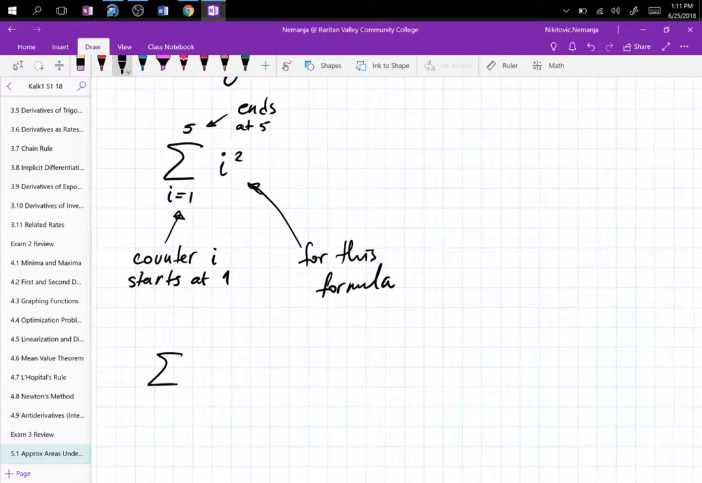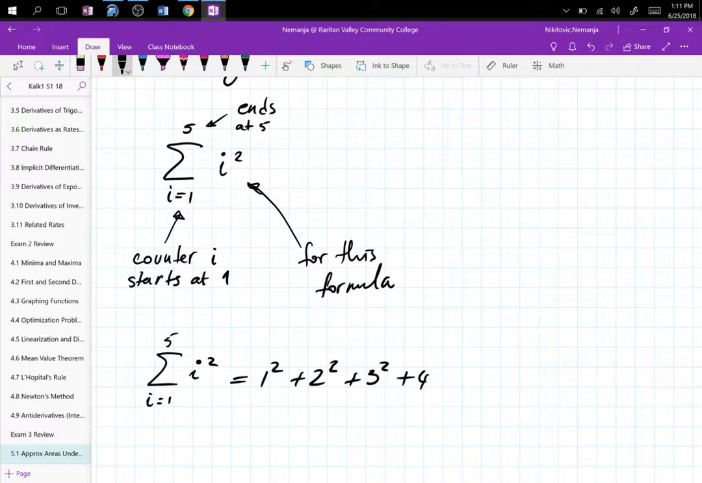If I write this out, where i starts at 1 and ends at 5, I will have to write 1 squared plus 2 squared plus 3 squared plus 4 squared plus 5 squared. So what the counter i does is replaces the i with integer values 1, 2, 3, 4, 5. It starts at 1, ends at 5. You can specify anything you want, whatever the problem needs. But the thing is that any integers can go for 1 and 5.